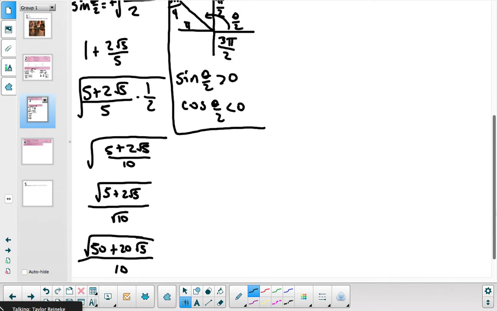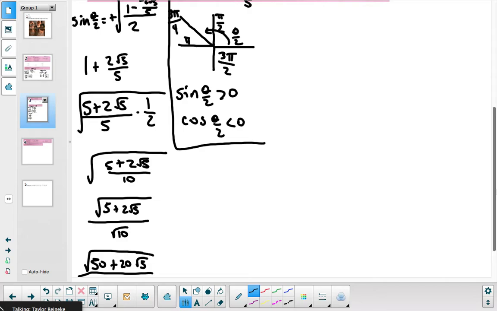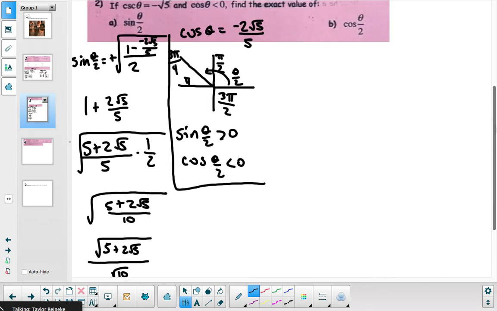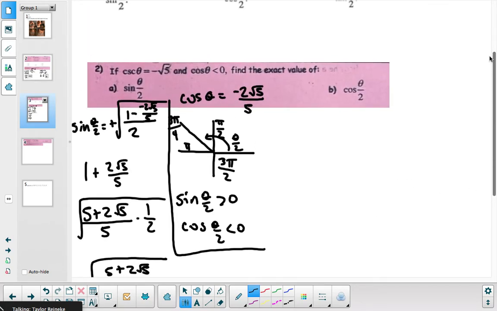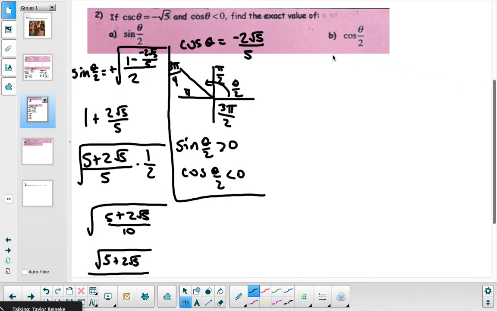And you're done there. So again, you're just plugging it into a formula, but it does just take more work. Again, we've done the hard work, figuring out what cosine of theta is, also figuring out that cosine is negative, so cosine of theta over 2 is negative. Ugh, gross. 1 plus negative root 2 root 5 over 5 all over 2.